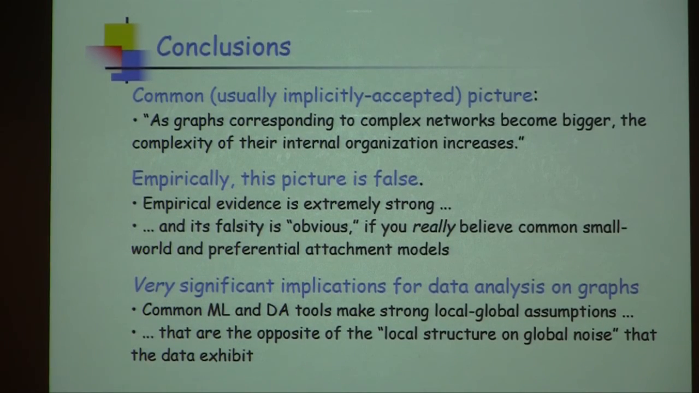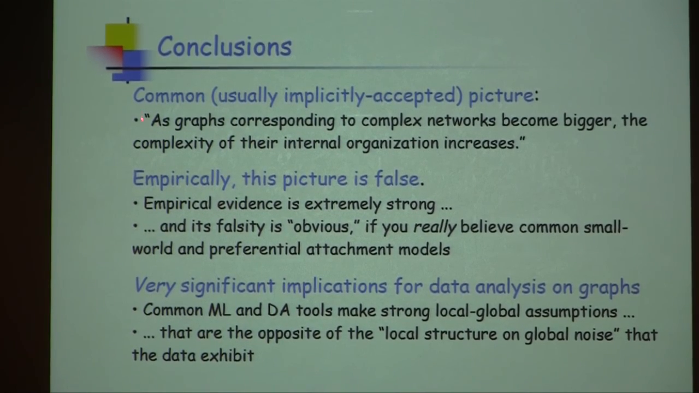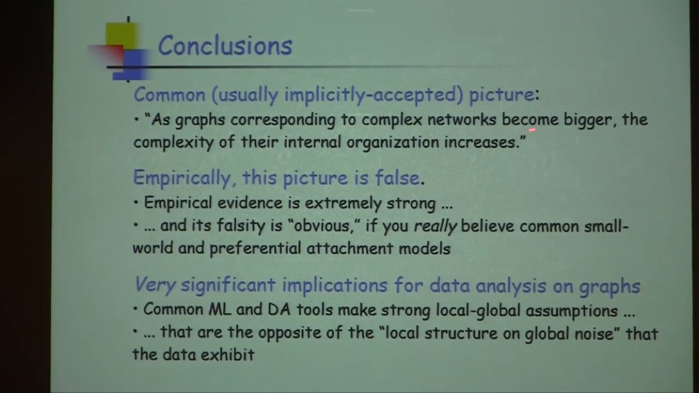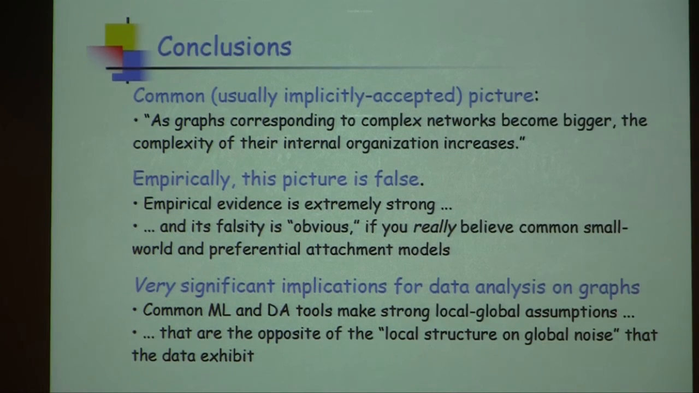But at least at the more immediate level, looking back, people say explicitly in a few cases, but have in the back of their mind implicitly, that as graphs corresponding to these complex networks become bigger and bigger, the complexity of your internal organization increases. So that, I think it's fair to say, is simply not the case. The empirical evidence, some of which I reviewed today, is very strong. And really, I think this should be obvious. Now, it's not obvious how to couple that with the desire to find new clusters, to do something statistically or algorithmically meaningful. And so that's why it has this much more general implication. So, let me wrap up.